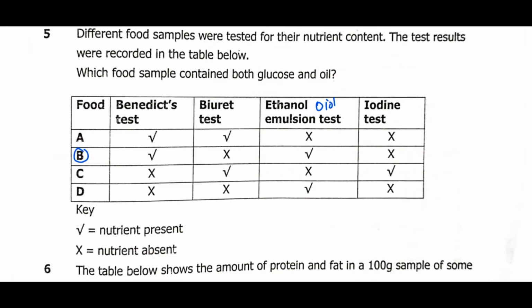Whenever we look at Benedict's test, we are looking at reducing sugar. So in whatever food where there is reducing sugar, there is glucose. Then biuret, no, biuret is the test for proteins. So the answer is B.